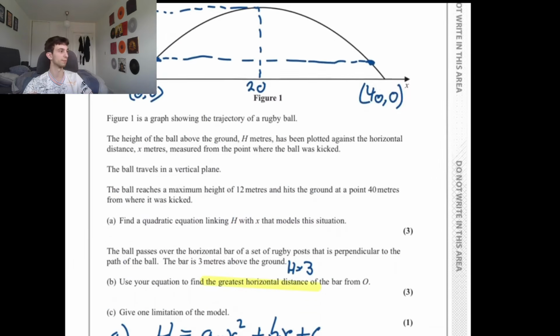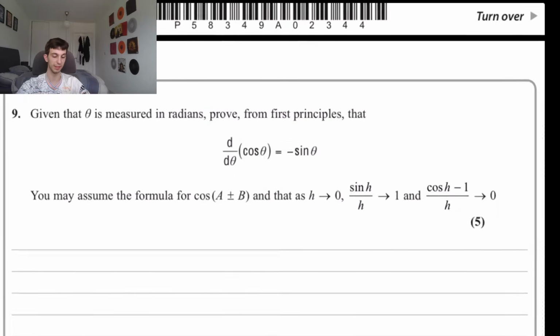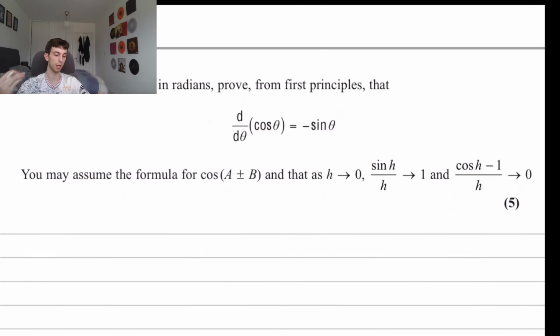On to question 9. Okay, question 9, differentiation from first principles. Given that theta is measured in radians, prove from first principles that d by d theta of cos theta equals minus sine theta. You may assume the formula for cos A plus or minus B, and that as h tends to 0, sine h over h tends to 1, and cos h minus 1 over h tends to 0.